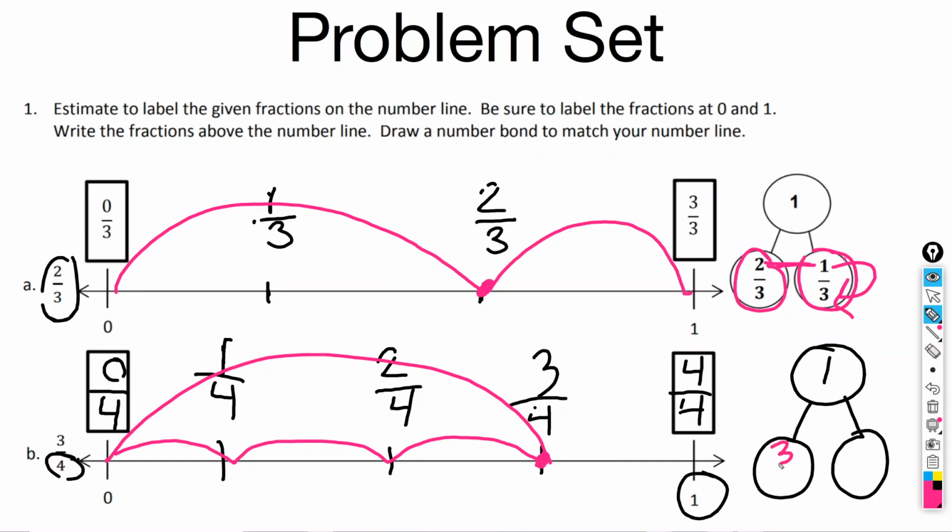So the first one is 3/4 because we jump that far. Then our next jump is just 1/4. We can check our work because 3 plus 1 equals 4, and we had 4 pieces altogether. If you need to pause the video to catch up on that, go ahead. I'm going to go ahead and move on to part C.